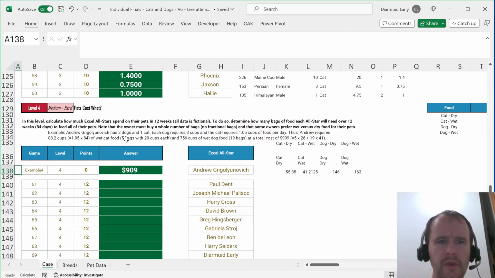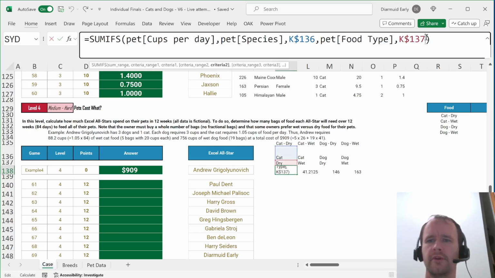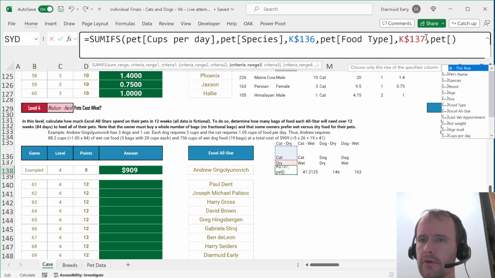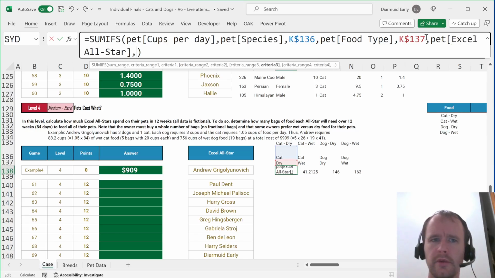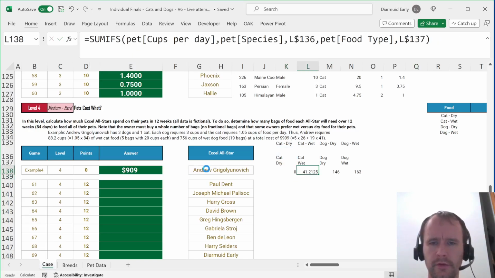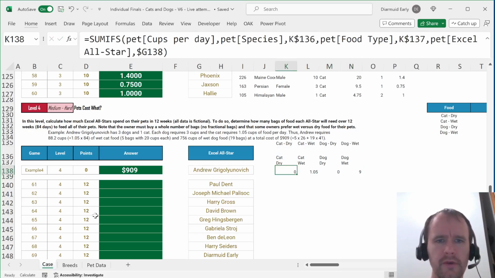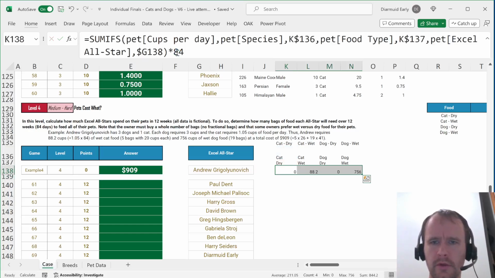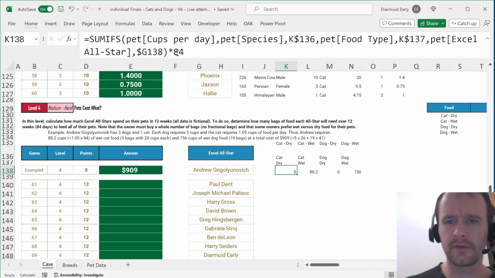Okay, so hang on. There's 3 dogs and 1 cat. Each dog requires 3 cups, and the cat requires 1.05 cups. Wait, what? Oh, sorry, because I have not filtered for this. So also where pet XL All-Star is this. So 0. There we go. 1.05 and 9. That's dog wet. Okay. So all that stuff times 84. 756, yes, good.